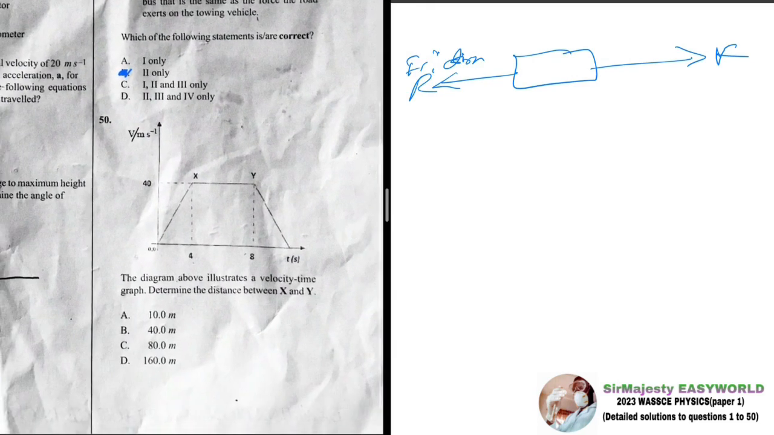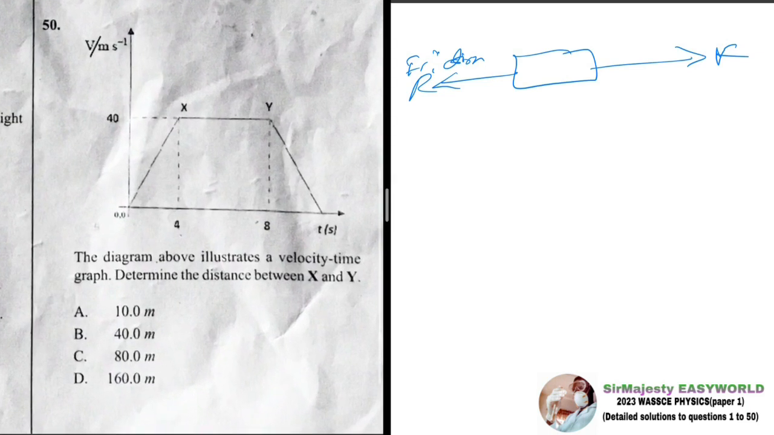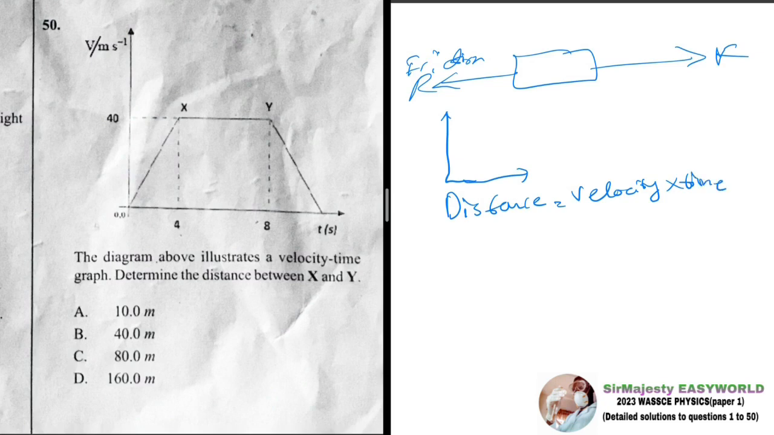So the last question here is, determine the distance between x and y. The diagram above illustrates a velocity time graph. Determine the distance between x and y. So whenever we look at a graph, it means the multiplication of both the x and y axis, because we obviously know that distance is equal to velocity times time. So relating to this question, we understand that the shape made here by x and y is a rectangle.